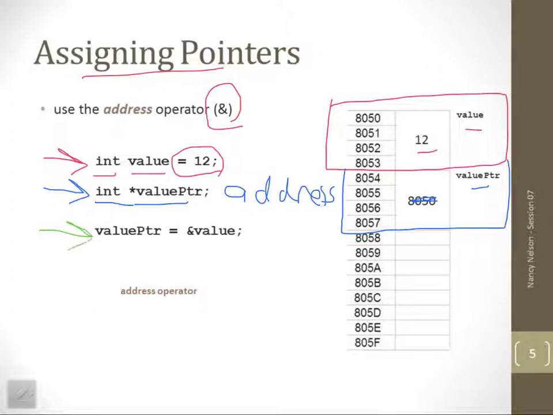When we get to this next instruction, we're saying assign value pointer the address of the variable called value. So the address of value is 8050. Now we're going to have that 8050 stored in value pointer. So we have the address of operator that we use to assign the address of any variable to our pointer. We have two operators here, our indirection operator and our address operator.